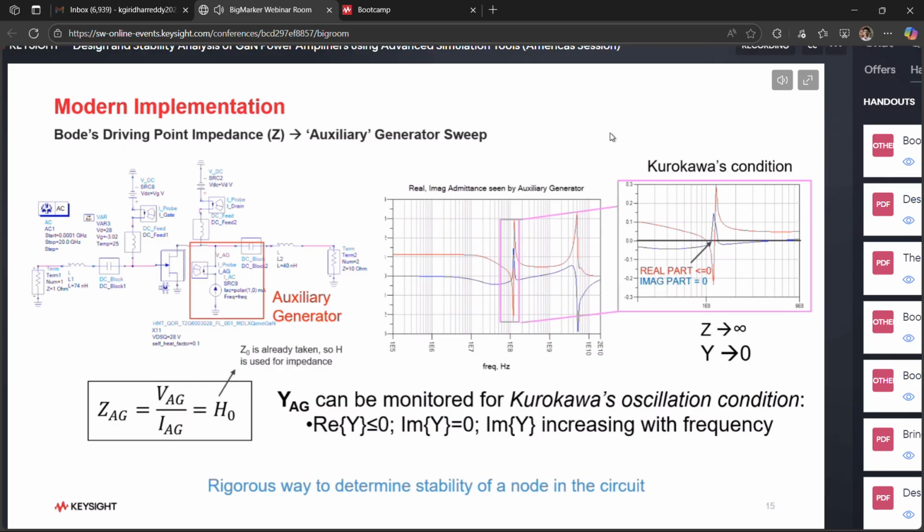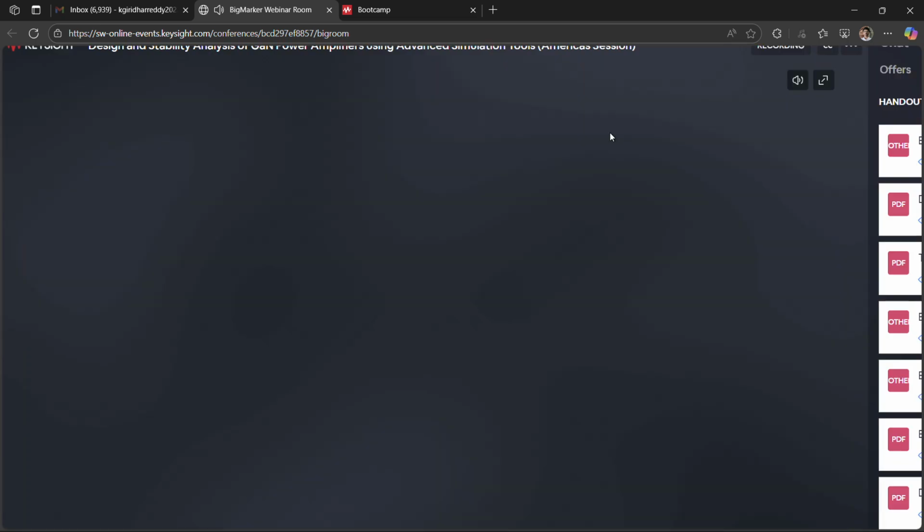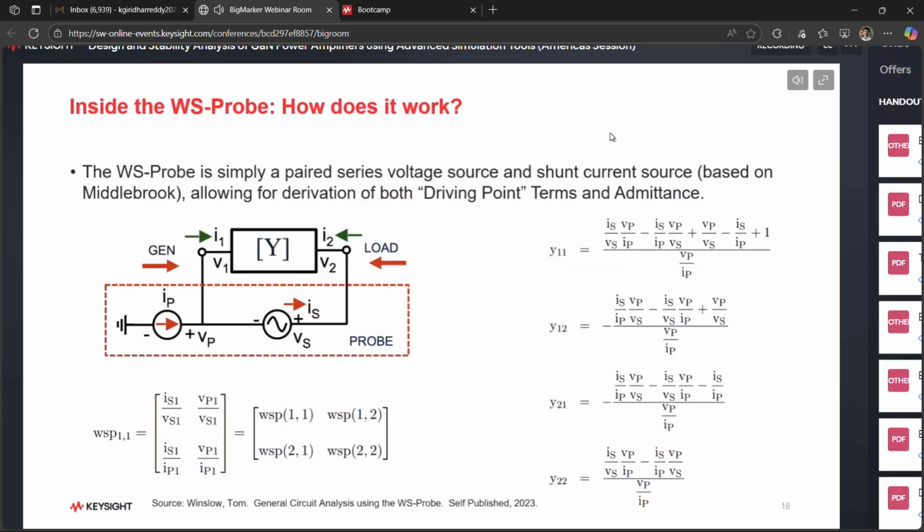And Tom Winslow describes all of this in his book called General Circuit Analysis Using the WS Probe. So I highly encourage you to get the book. I'll give you the link at the end.